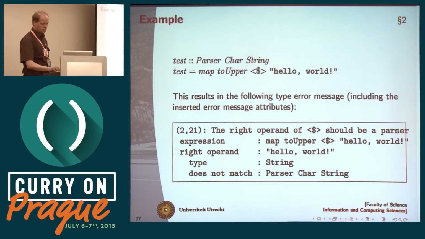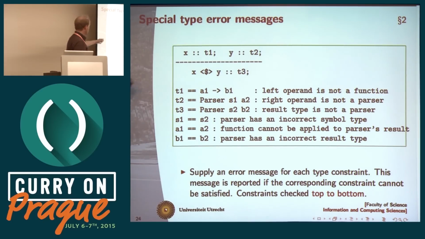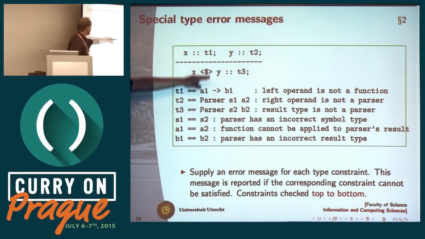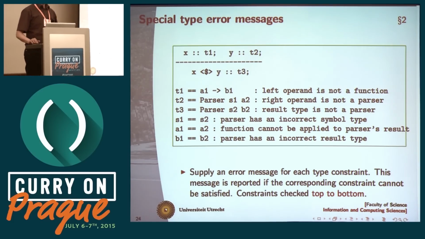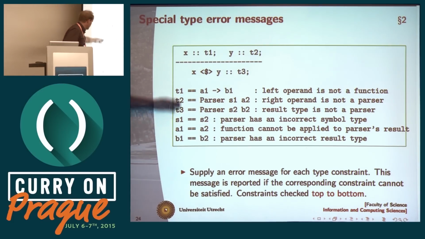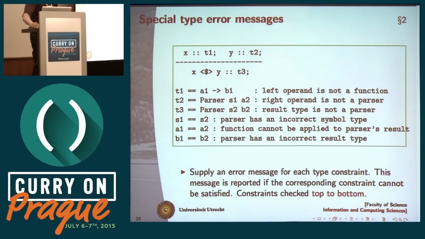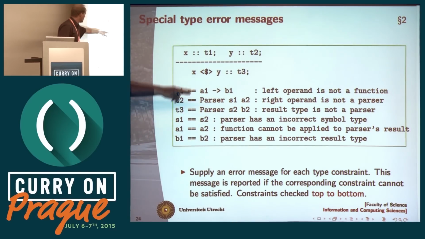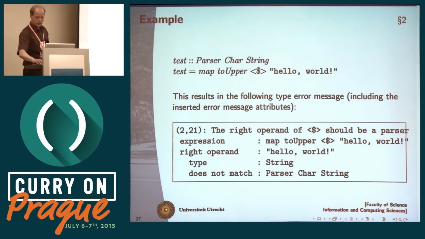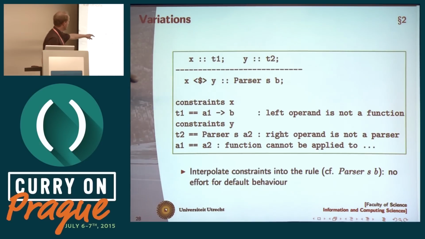You can also, when you don't like to write all these constraints with all the error messages here, interpolate some of the constraints back in, and then you get the usual error messages for that particular constraint. You still get the ones that you write here, explicitly. So for example, if you don't care about the fact that T3 is something of parser kind, that you say result type is not a parser, then you can just interpolate it over here, and the compiler will check it for you, but you get the usual error message. And you have a bit more control, but let's skip that for now.